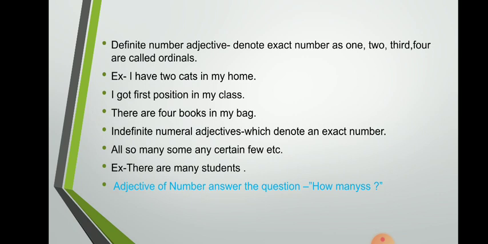Next is indefinite numeral adjectives, which do not denote an exact number. Sorry, it was a mistake earlier: they do not have an exact number. The words used are all, so, many, some, any, certain, few, etc. For example, there are many students. Here, many is the word which we use as an indefinite numeral adjective. Note, students, an adjective of number answers the question how many.